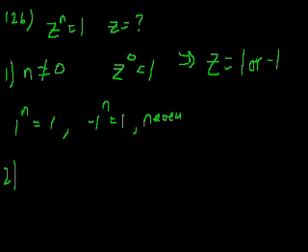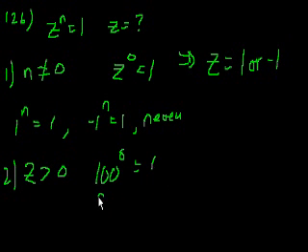Let's see what statement 2 tells us. Statement 2 tells us z is greater than 0. So that by itself is useless information, because if z is greater than 0 and n can be 0, right? We're assuming we don't have statement 1 yet. So if z is greater than 0 and n could be 0, z could be 100 to the 0th power, right? Z could be 100, and that equals 1. Z could be 99 to the 0th power, and that could be equal to 1.